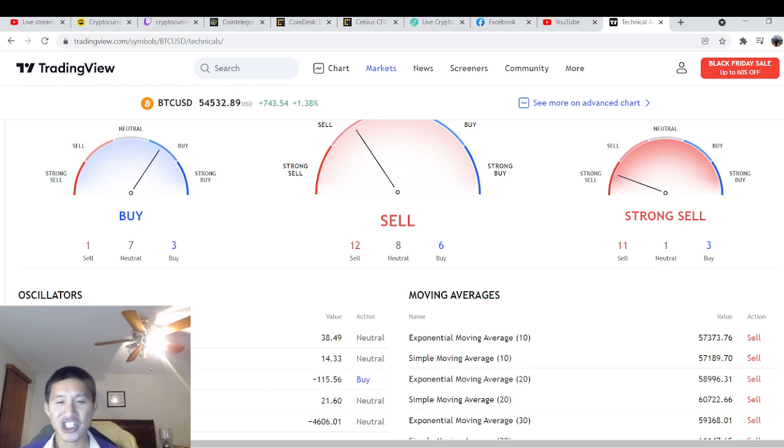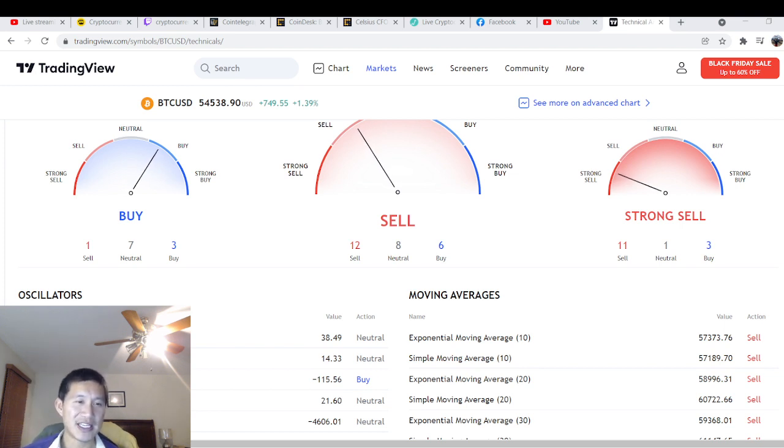The commodity channel index is generally unbounded, but generally we take negative 100 and 100 as the oversold, overbought. So negative 100 or more is oversold, 100 or more is overbought. However, for really volatile assets, you can do negative 200 and 200 as the oversold, overbought. And that generally measures variations from the statistical mean. And it's a momentum indicator. It also measures reversals and divergences.